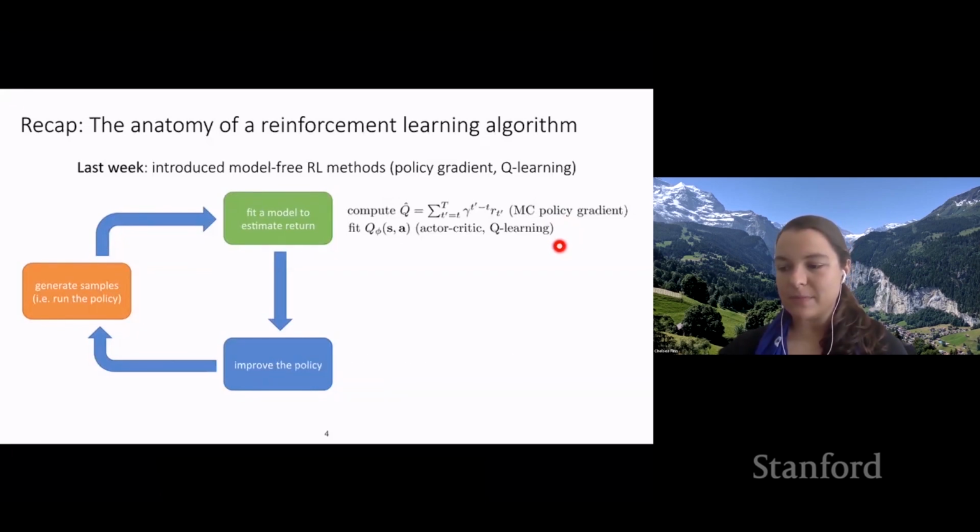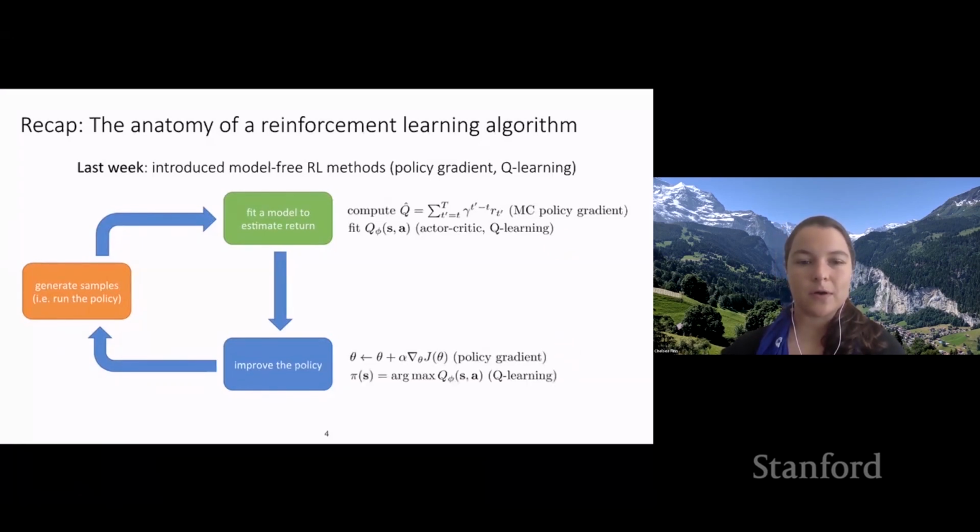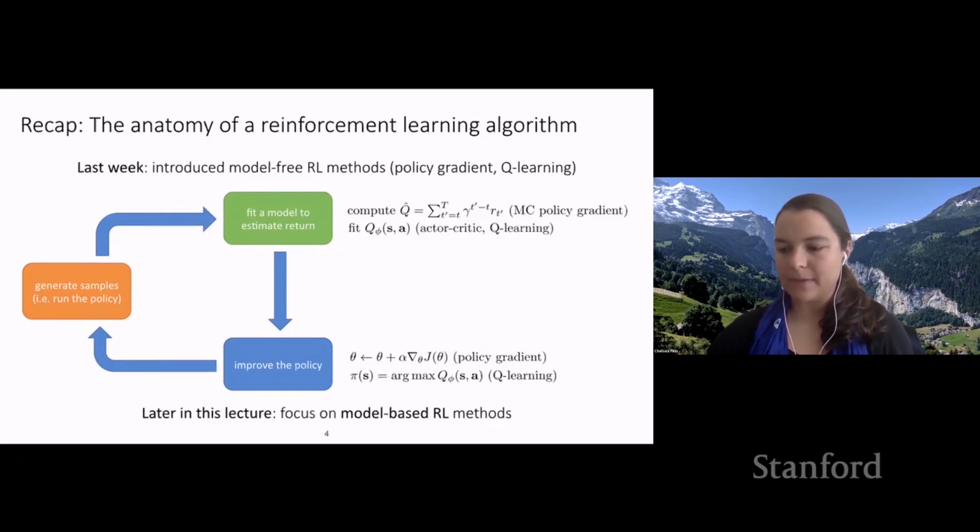And then once you have this model of the return, you can either use it to directly update your policy using a policy gradient, or use your Q function, take the maximum over actions to get the best action for your policy. So these are two model-free reinforcement learning methods. And then later in this lecture, once we get into the core of the lecture, we'll focus on model-based reinforcement learning methods.